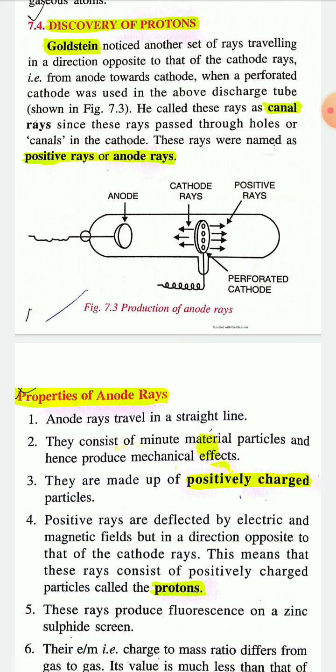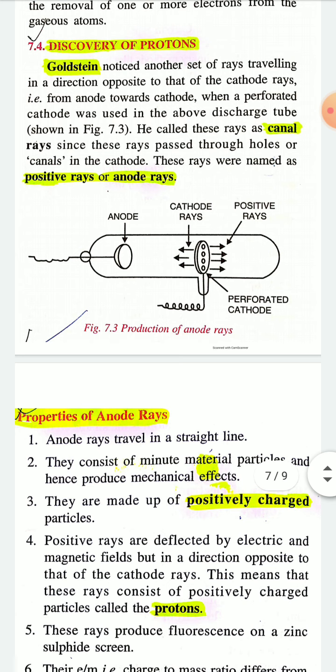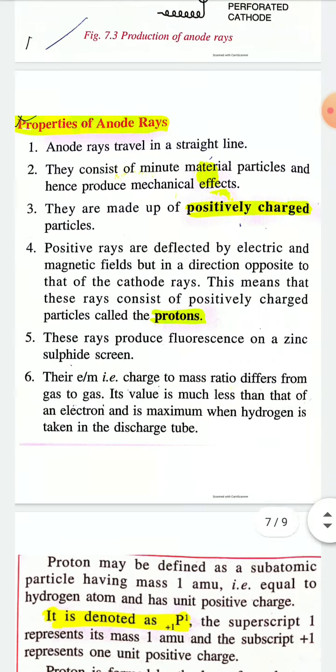Okay, the production of anode rays is shown in figure 7.3. Anode rays pass through the holes of the cathode. That's why these are also called canal rays. Now, properties of anode rays.